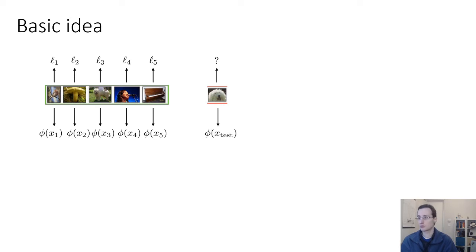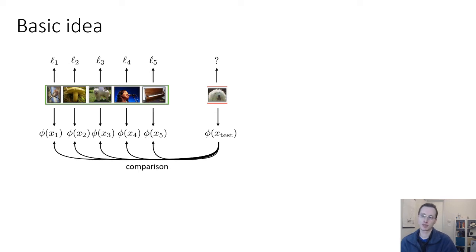And we'll also embed our test image. Later on, we'll talk about how we can embed the test image into a different feature space than the training images, and we'll actually switch to using F and G, where F embeds the test image and G embeds the training images. But for now, we'll just say they're all embedded into the same space, and we're going to call that space phi.